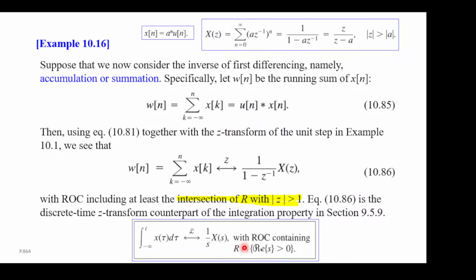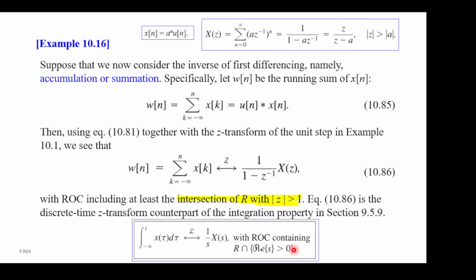And as we said, this is summation, so this is the counterpart of the integration property, which has this 1 over s times big X of s. And here we also have an ROC, which is a similar thing. Here the ROC is the intersection of R and real s bigger than 0, and we have the same structure of ROC because this can also be derived from the convolution between u and x of t. So here it is u of n convolved with x of n, and there it is u of t convolved with x of t. So the ROCs both have those intersection structures.